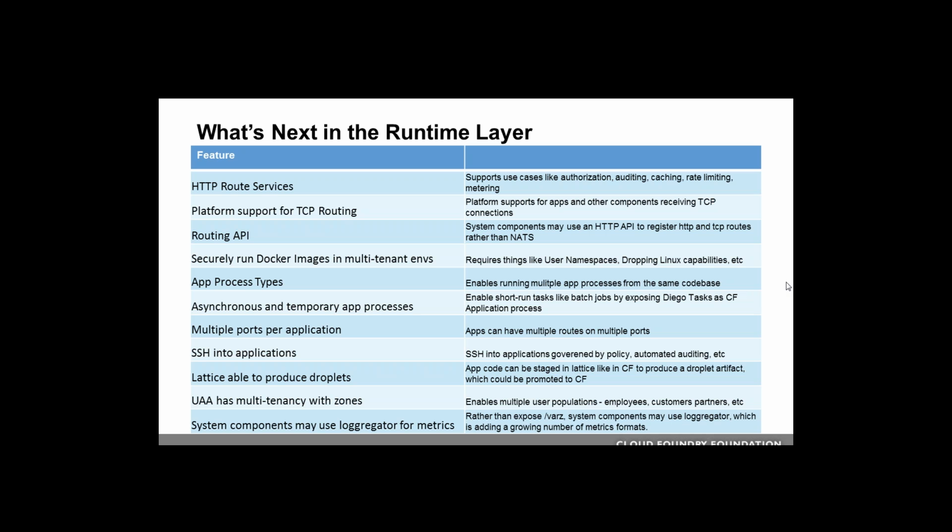UAA has support now for multi-tenancy with zones, so that with a single UAA deployment, you could use it for multiple different apps and services, and those are all segregated. System components may now use Loggregator for metrics, so instead of having a varz endpoint that the collector job is polling, you can now have those system components inserting their metrics into Loggregator, and that'll come out of the firehose. Next slide, please.